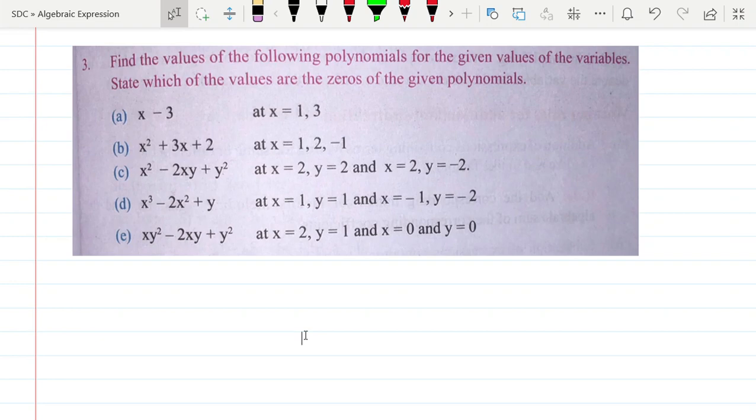Hello dear students, I'm going to explain how to find the values of a polynomial when values of the variables are given. So here I go with the first number a. We are asked to find the value of x minus 3 at the values of x equal to 1 and 3. So it indicates two different questions. We have to find the value of x minus 3 when x is equal to 1, and we have to find the value of the same expression x minus 3 when x equal to 3 as well, right? So let's go.